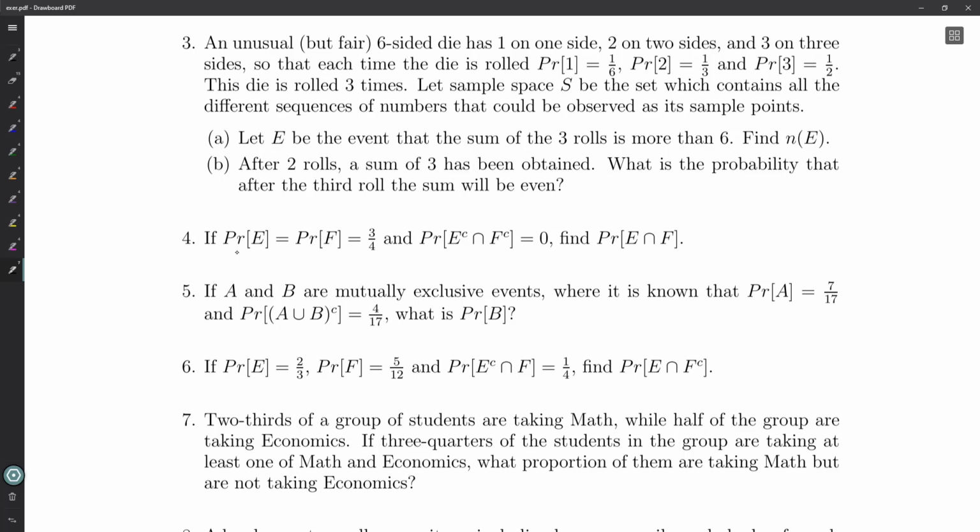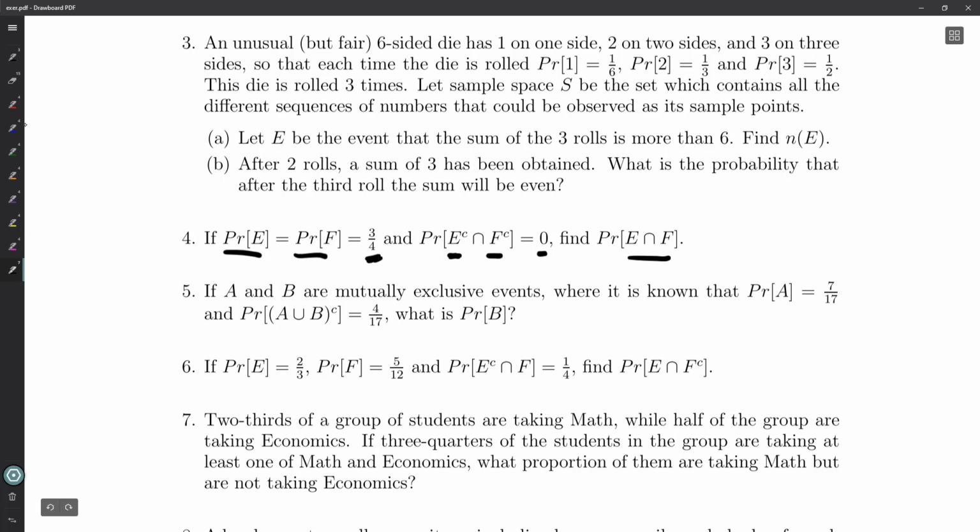So if the probability of event E and the probability of event F are both 3/4, and the probability of E complement intersect F complement is 0, find the probability of E intersect F.